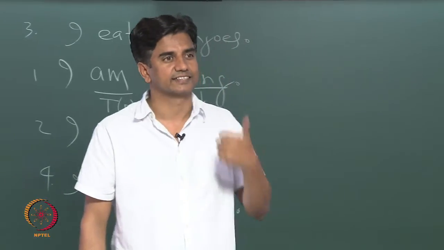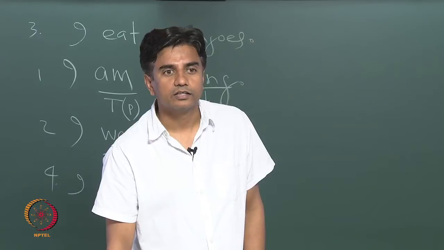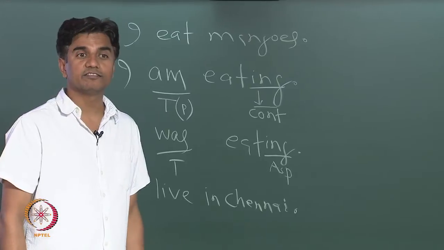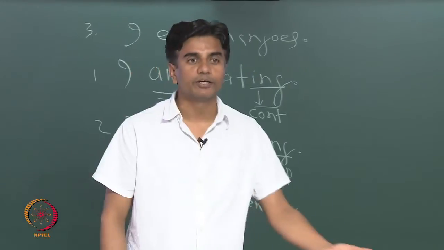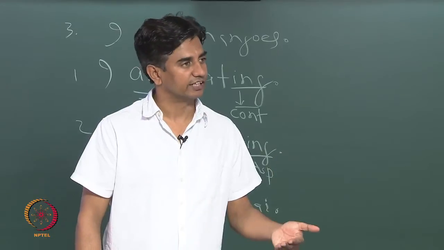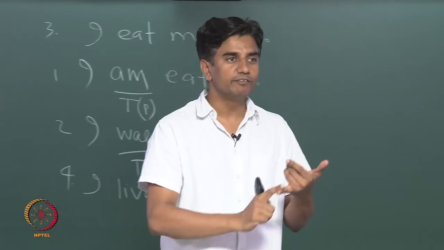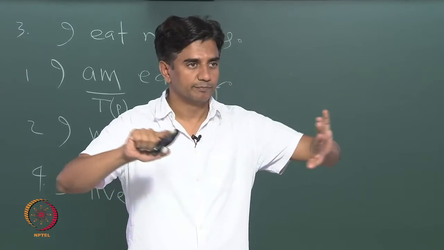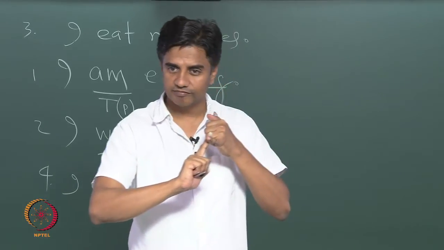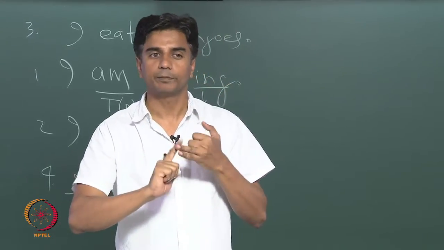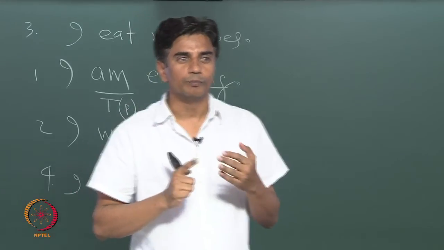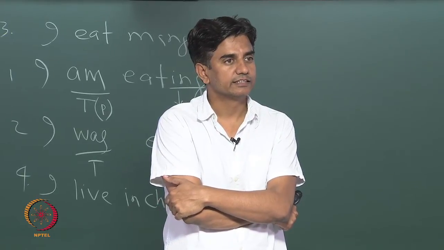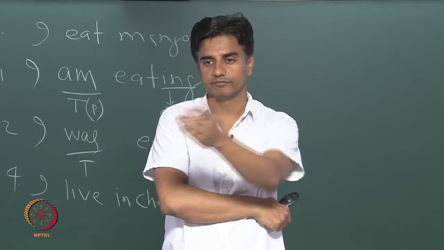What does this sentence tell us? Is this talking about continuous? If I say I am living in Chennai, then that will be continuous. If I say I live in Chennai, what's the difference between I live in Chennai and I am living in Chennai? Forget about tense. Both are present tense. I live in Chennai and I am living in Chennai. Both are present tense sentences. Besides that, what's the difference between the two in terms of their meaning? Yeah, go ahead.